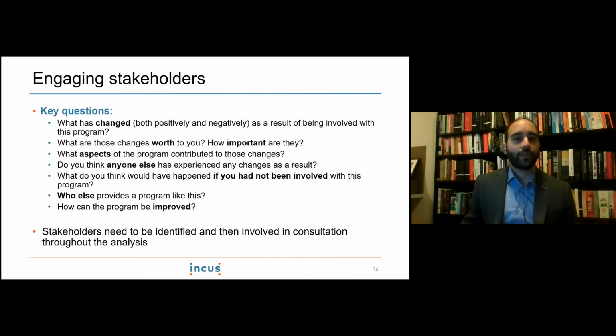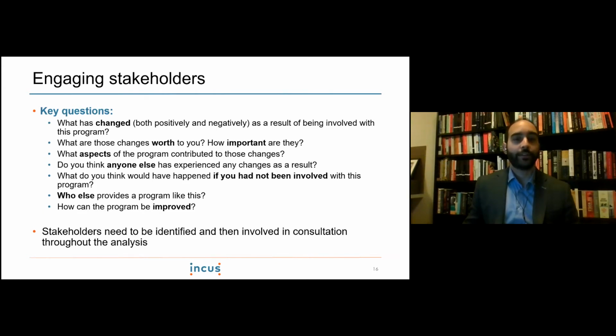So once you've identified those groups, you'll have some key questions that you want to talk to them about. And this is mostly standard evaluation style questions. So what has changed as a result of being involved with the program? Question 2 is probably a little bit different. It's more social value specific. So what are those changes worth to you? How important are they? What aspects of the program contributed to those changes?